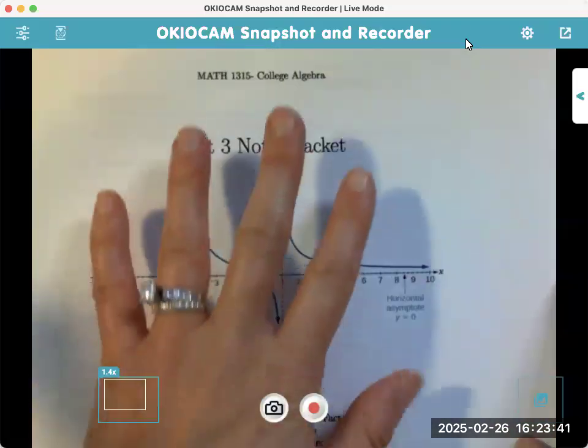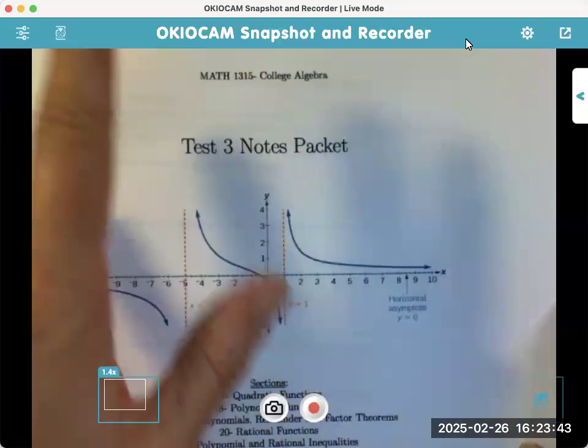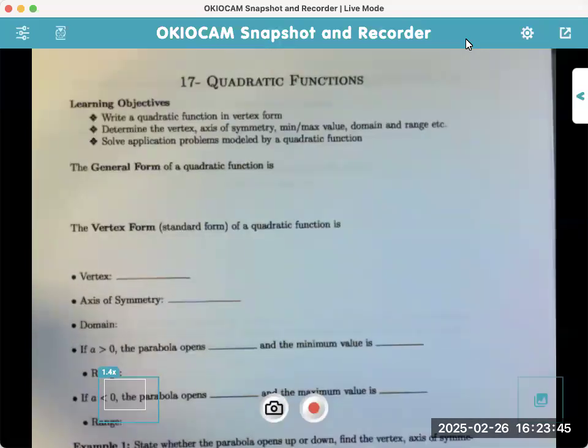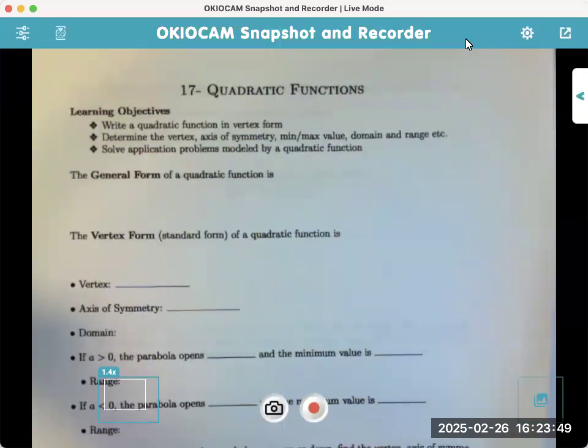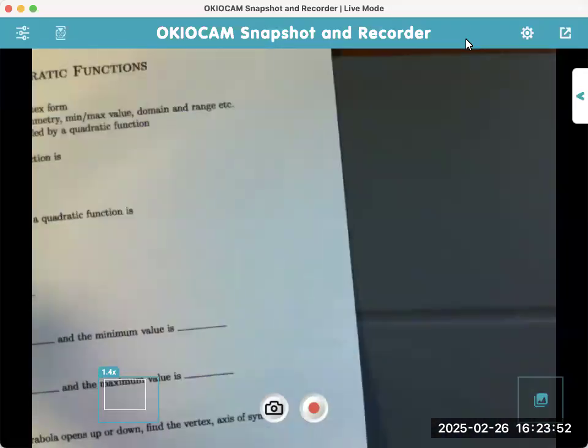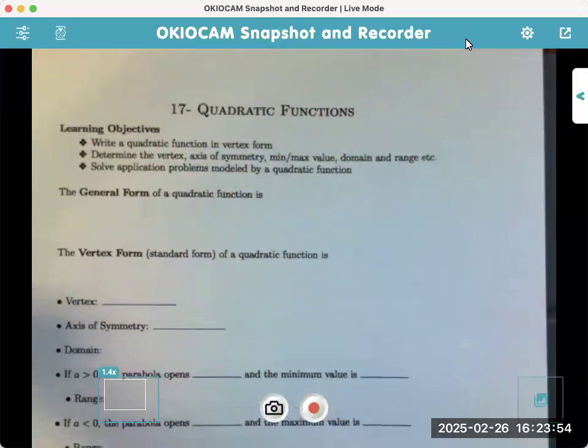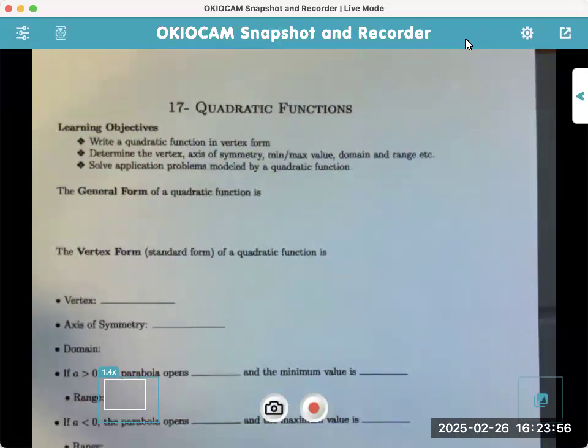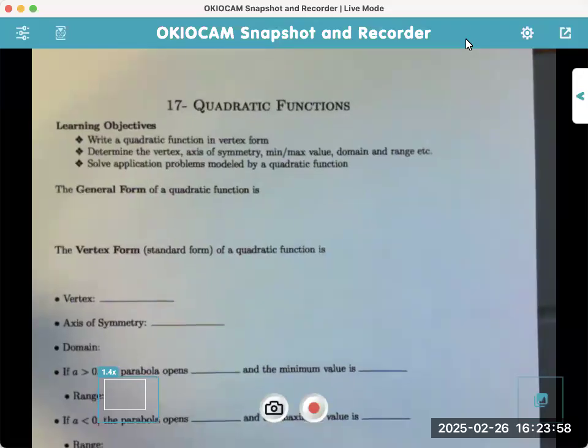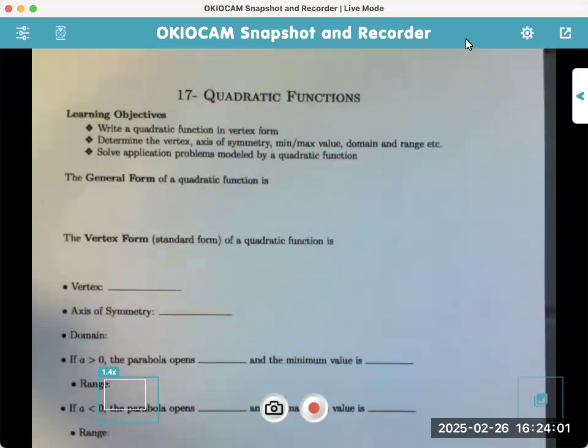So this section 17 is on test three, but we're going to keep going so that we don't lose time. Quadratic functions is just 3 pages, but it'll probably take us a minute to get through. Here we go. Learning objective: write a quadratic function in vertex form, determine the vertex, axis of symmetry, min or max value, domain, and range, and more. Solve application problems modeled by a quadratic function.